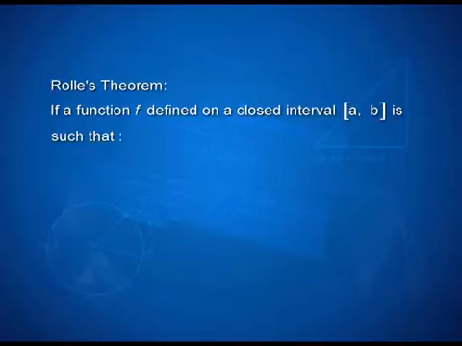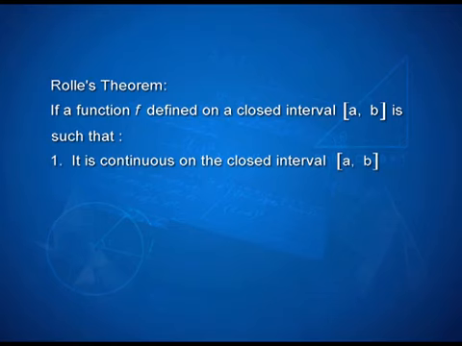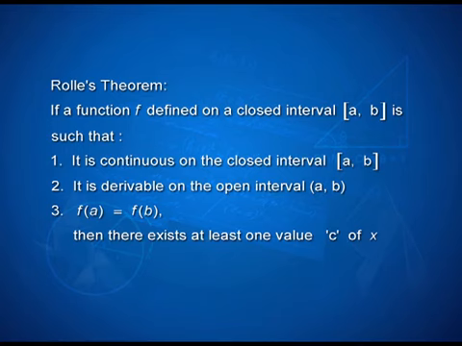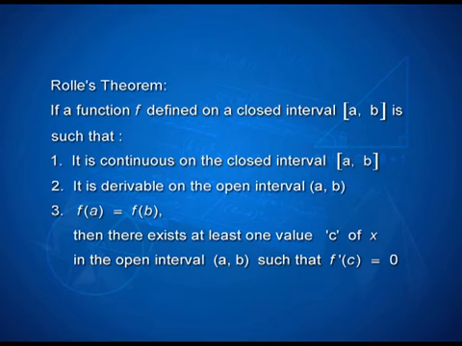if a function f defined on a closed interval a b is such that it is continuous on the closed interval a b, it is derivable on the open interval a b, and f of a is equal to f of b, then there exists at least one value c of x in the open interval a b such that f dash of c is equal to 0.